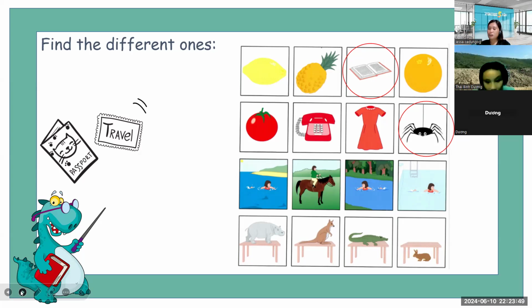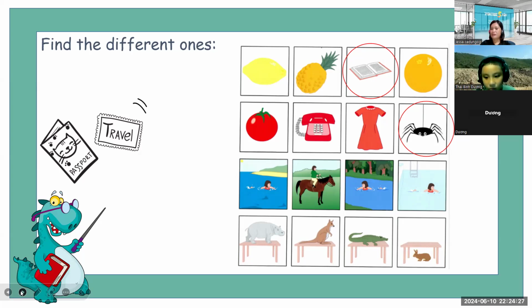Now, Tony, let's do part 3 or number 3. What can you see in the first picture in number 3? She is in the sea. What is she doing in the sea? She is swimming. Okay, how about picture 2? She is riding a horse. Next, picture 3. She is swimming again, and she is in the river. Okay, and how about picture 4? She is swimming again, and she is in the swimming pool.